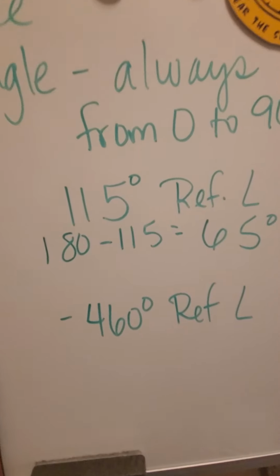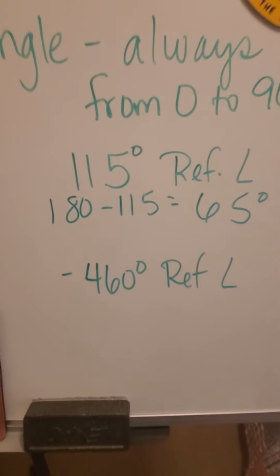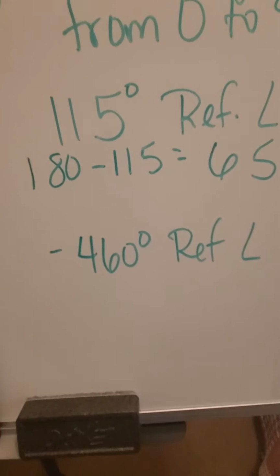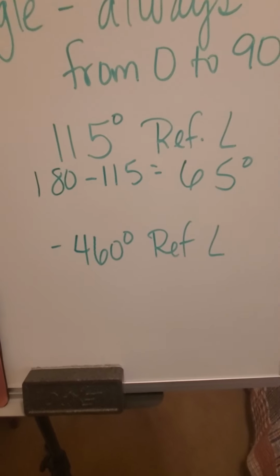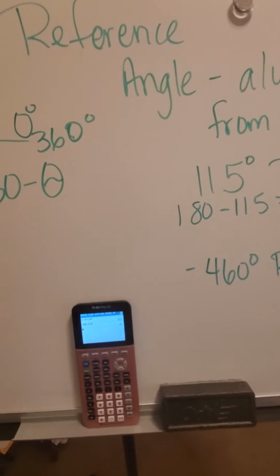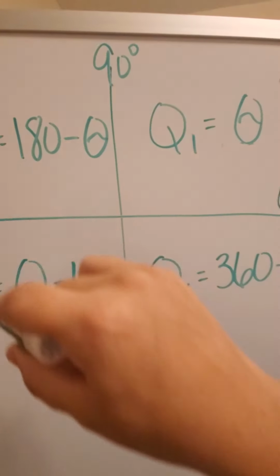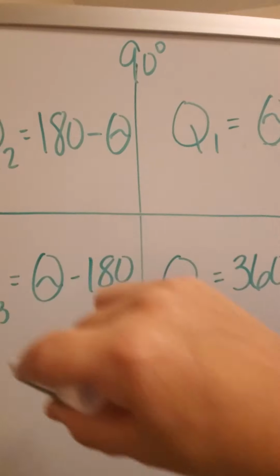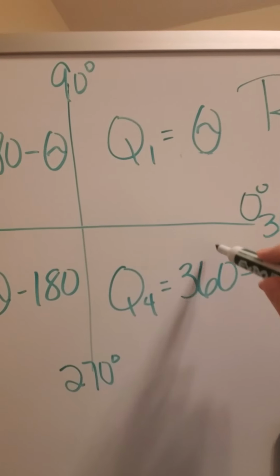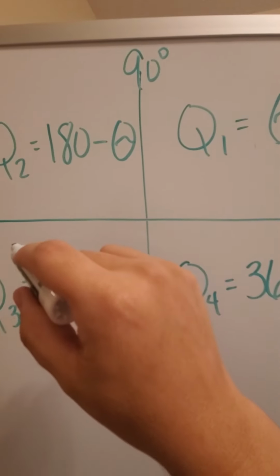Now, you can do the same thing anytime with all the positives. Now, when you get down to those bottom two, negative, okay, because let me explain what negative means. Positive, we're going counterclockwise, right? As soon as it says negative, now I'm going clockwise, okay?